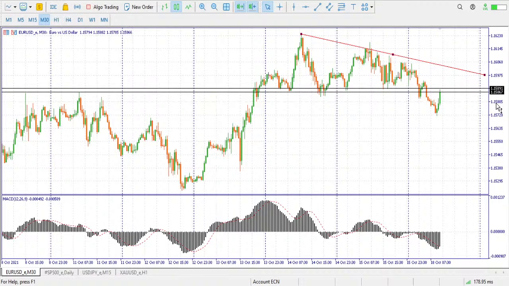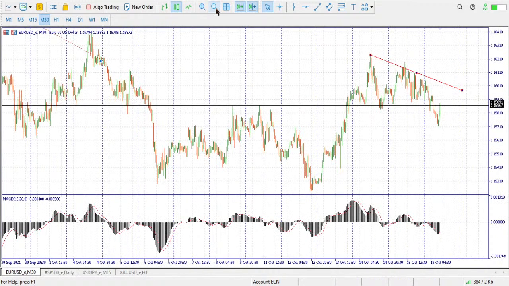1.15891, 1.15867. So basically this is an ideal place to look for a sell from. If you can sell it as you're speaking now, still sell it. You can sell it, just sell it.